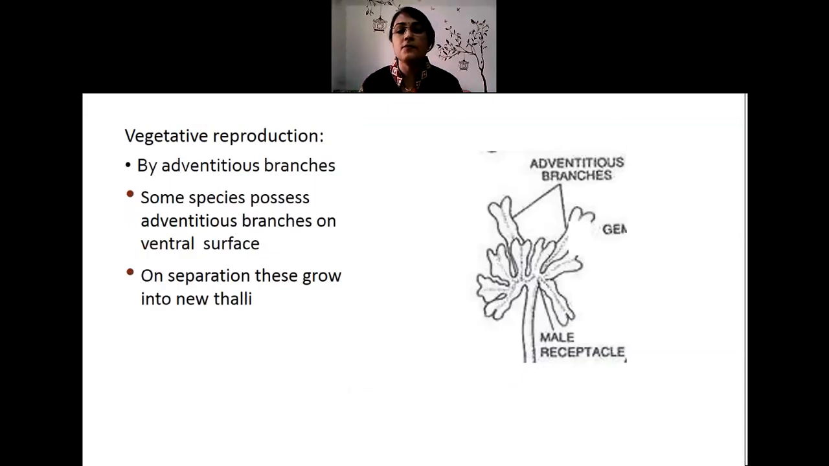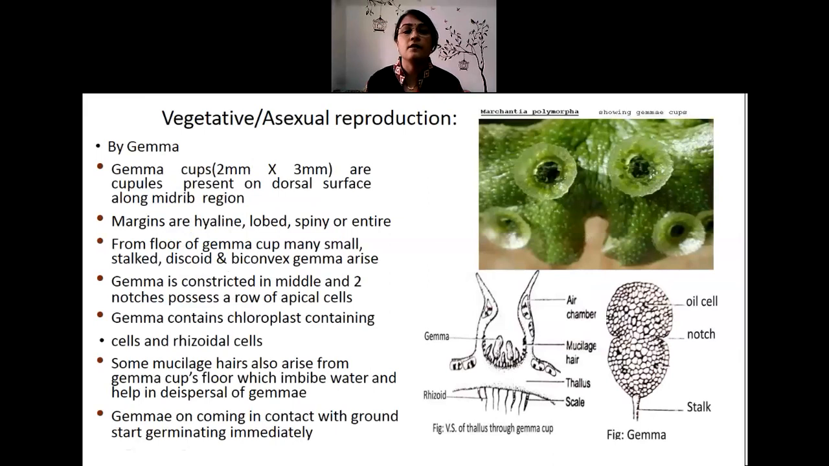Coming to another type of vegetative reproduction, it is by adventitious branches. Some species of Marchantia produce adventitious branches on the ventral surface. So this is the ventral surface. From the ventral surface arise small appendage-like branches, called adventitious branches, which on separation develop into new thalli. Well, another major type of reproduction found in Marchantia is by the production of gemma.